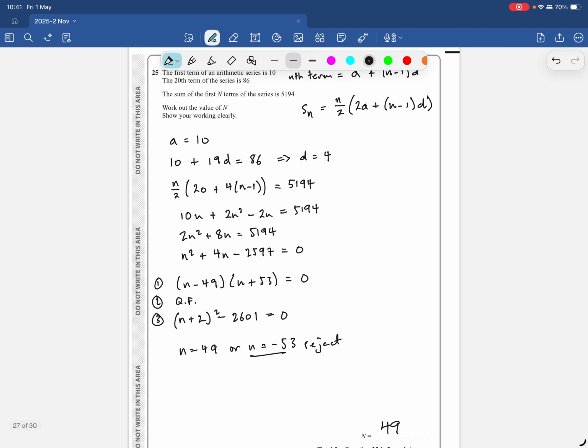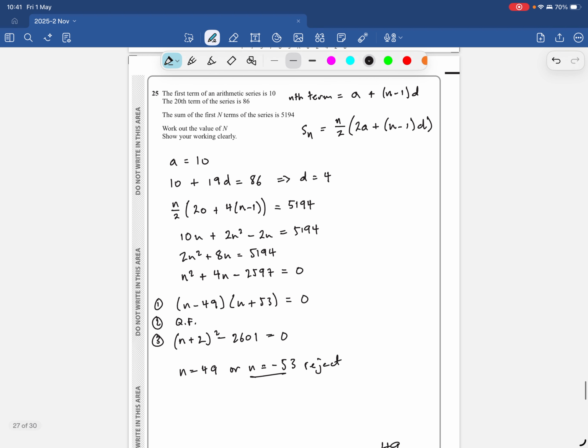Okay, so generally, if it's one of the questions at the end, it's going to be quite involved. If they're asking you for n, there is going to be enough information for you to work out a and d, and then you are substituting into this sum formula, and you'll end up with a quadratic.